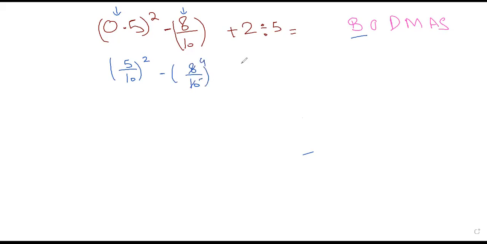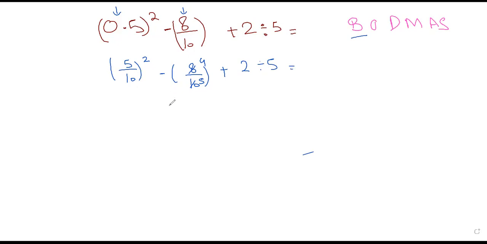5 by 10 we can also write as 2. No, we cannot write 5 by 10 as 2. 5 by 10 is 1 by 2. Obviously we can. I am trying to do everything stepwise, that is why I'm not writing it directly.